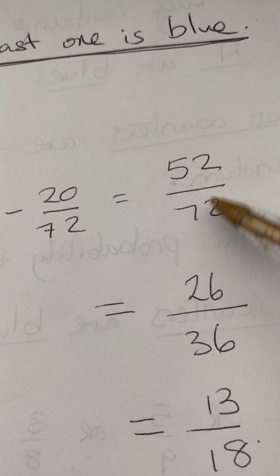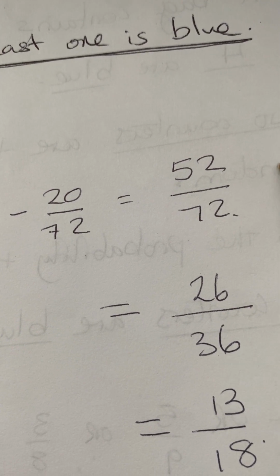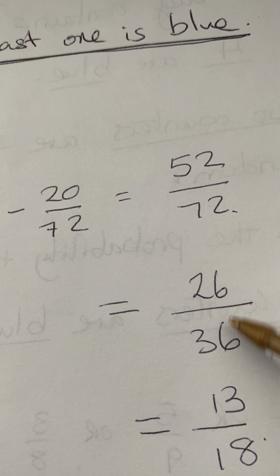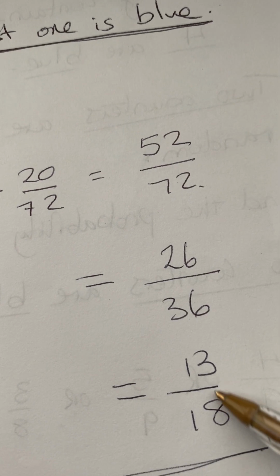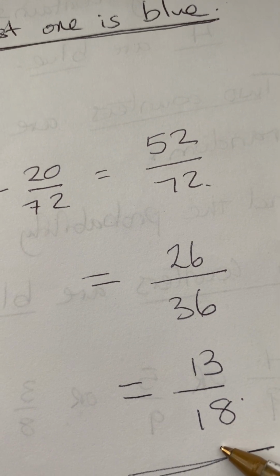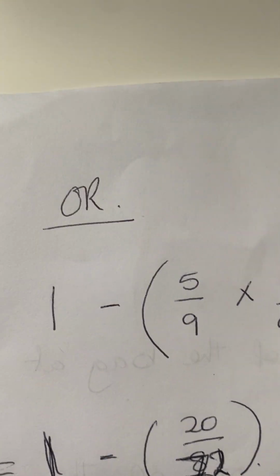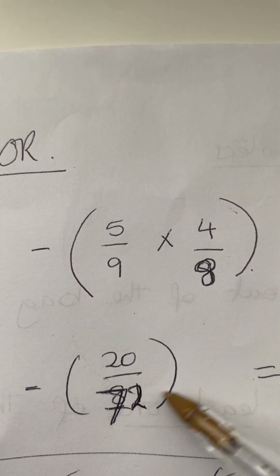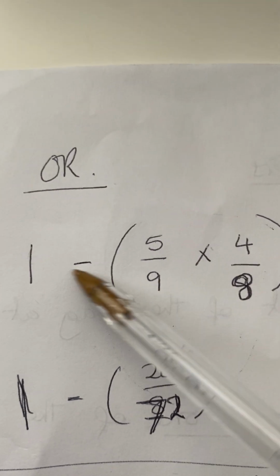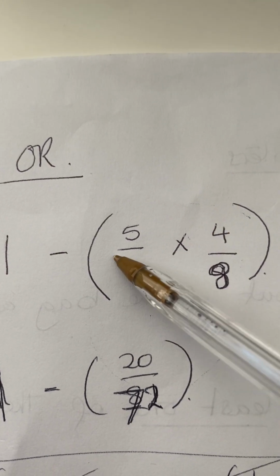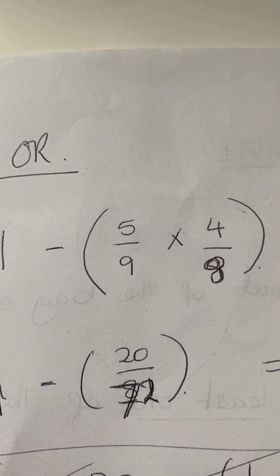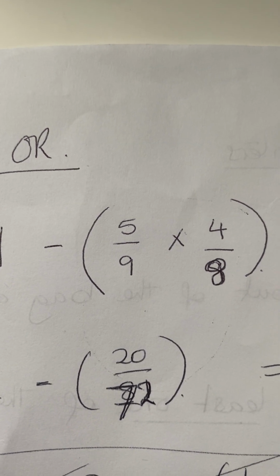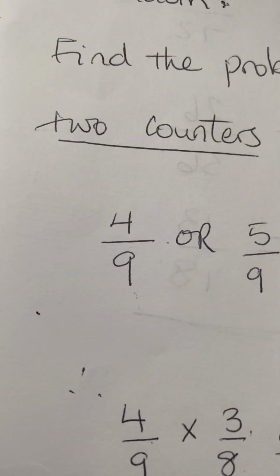When I have the 52, I get 26, and I have the 72, I have 26 over 36. If I halve it again, I have 13 over 18. Okay, so I think this one is an easier approach to think about it. So you have to pick twice. At least 1 is a blue, and then you take it away from 1. Or you go by the long method, which I've explained.